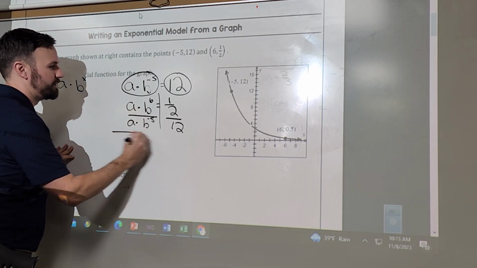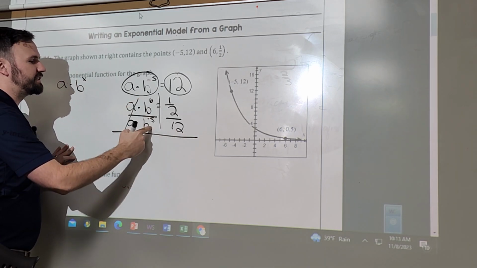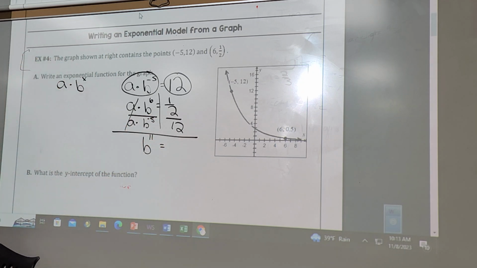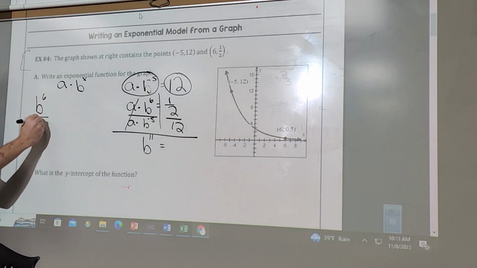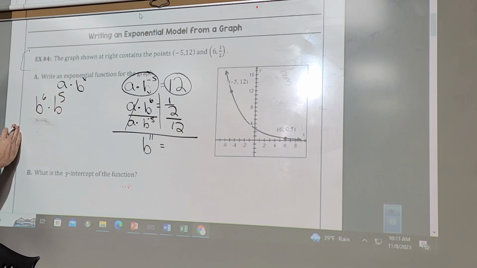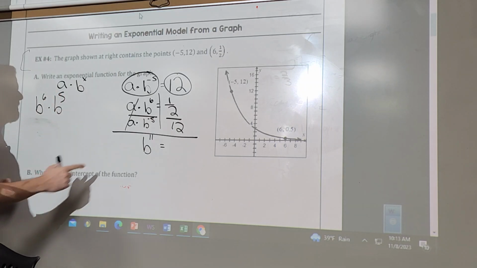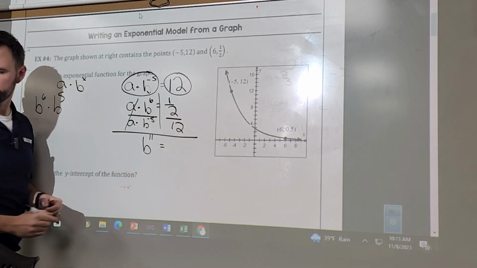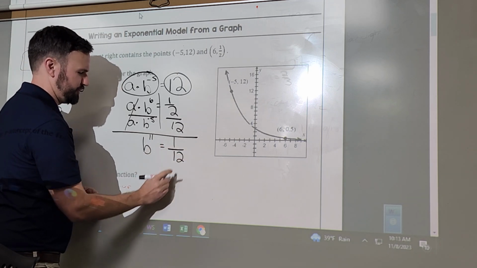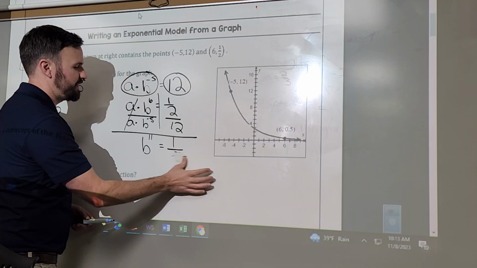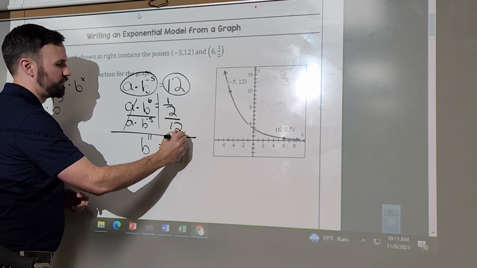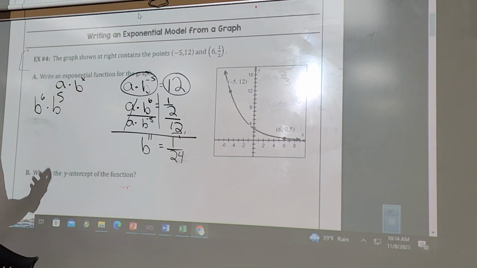What happens to my a's when I divide them? What's b to the 6th divided by b to the -5th? B to the 11, right? Remember I have b to the 6th over b to the -5th, so that becomes b to the +5th when I move it up. Add them up. What's 1/2 divided by 12? 1/24th. Because that's 12 over 1, right? Now, can I figure out what b is?